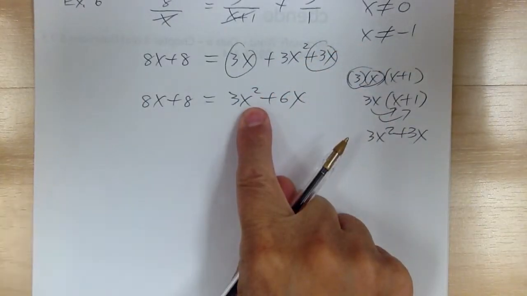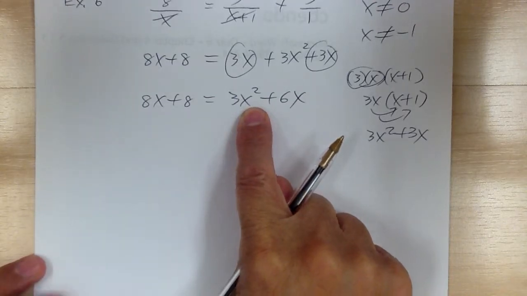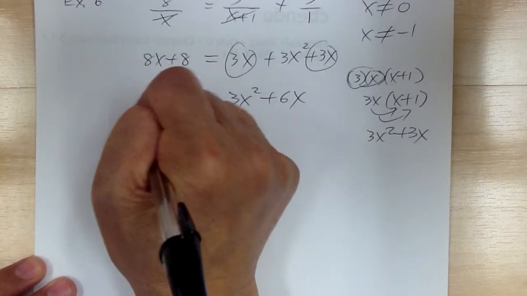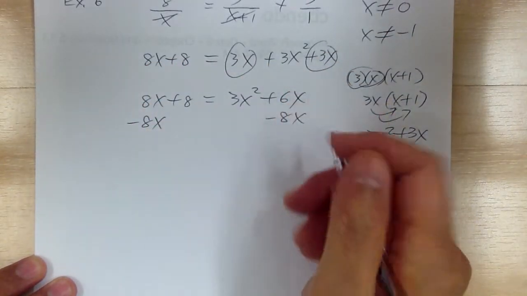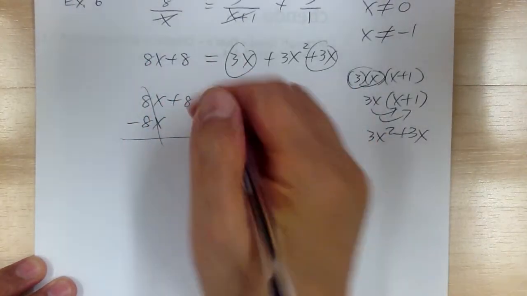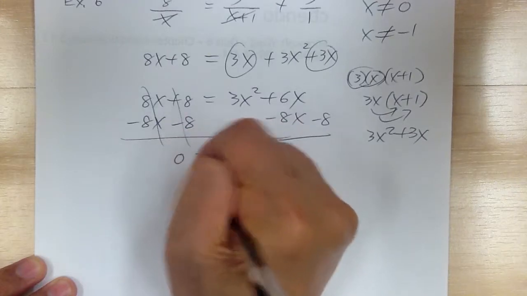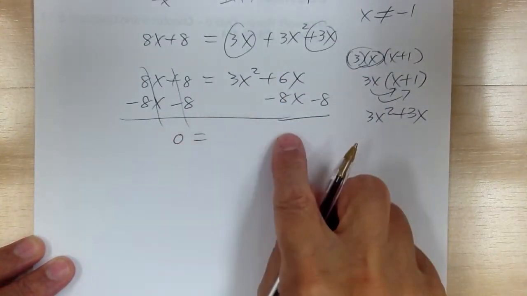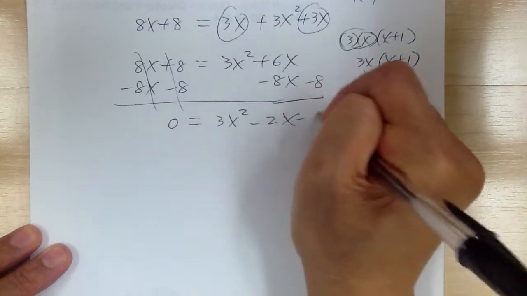So when you have an x squared, right away you know you have to do factoring, and you have to make it equal to 0 before you do factoring, right? So minus 8x, minus 8x. Because x squared is on this side, I need to move everything to this side. Minus 8, minus 8, so this cancels out. Again, you have to have it equal to 0 before you do any factoring. So you got 3x squared minus 2x minus 8.